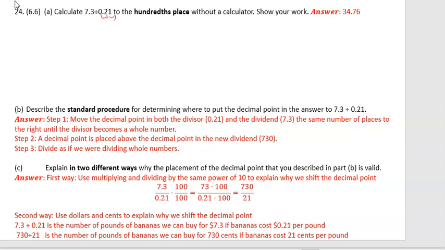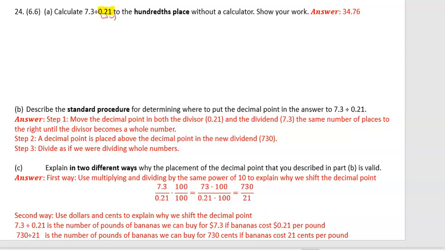So in part B, they ask for the standard procedure. Step 1, you're going to move the decimal point in both numbers, the same number of places to the right, until the divisor becomes a whole number. I explained in class why we want the divisor to be a whole number, because it's much easier to ask how many times 21 goes into another number than how many times 0.21 goes into a number. So that's why we want this number to be a whole number.